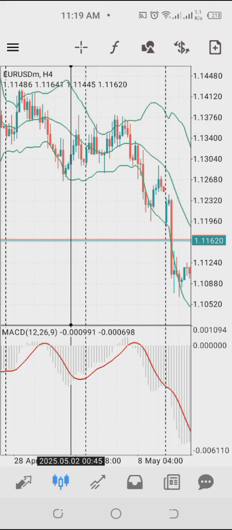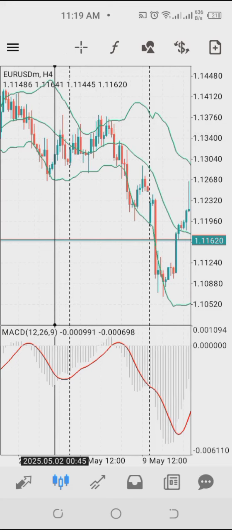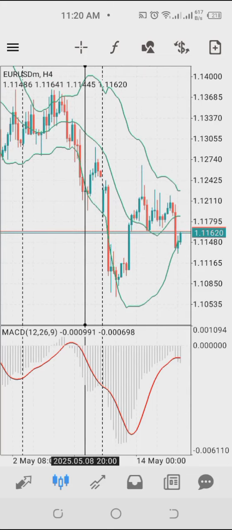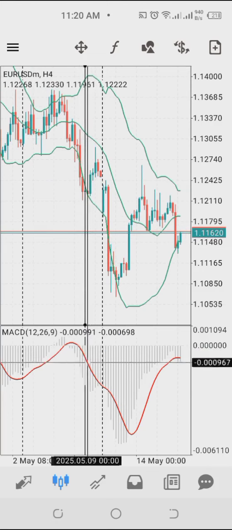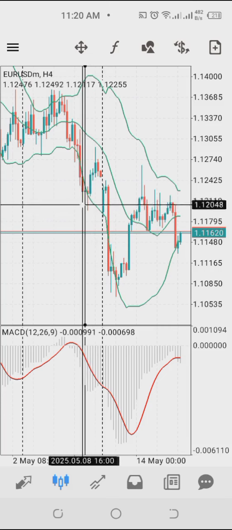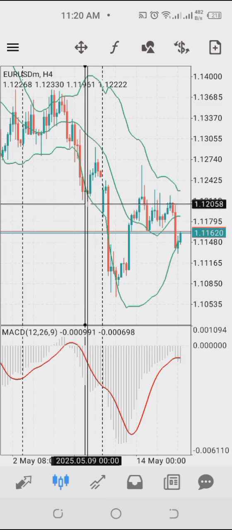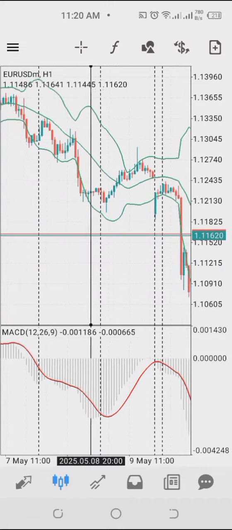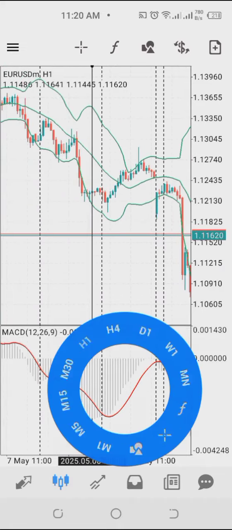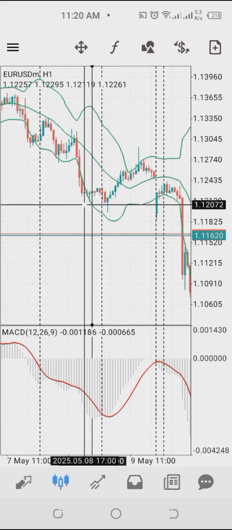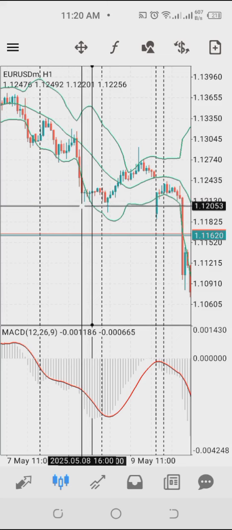I'm going to take another quick example of a buy setup so you get to understand properly what I'm saying. This is another one. So as you can see, on the H4, we have the MACD printing below the zero line. We have the market out of the lower Bollinger Band. Then on the H1 time frame, we have MACD also printing below the zero line, and the market has also come out of the lower Bollinger Band.